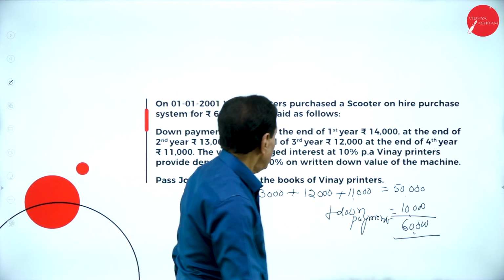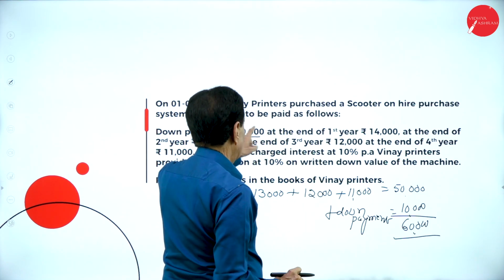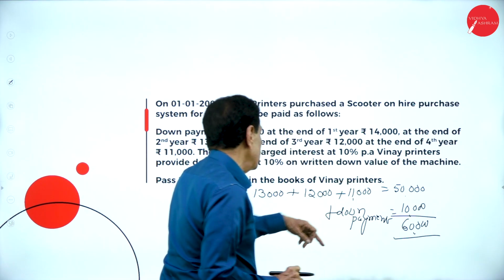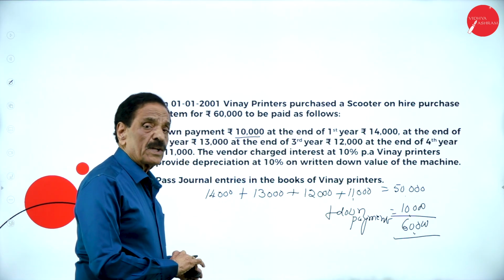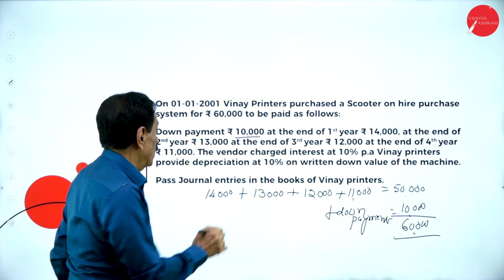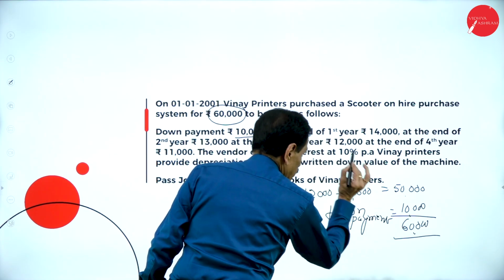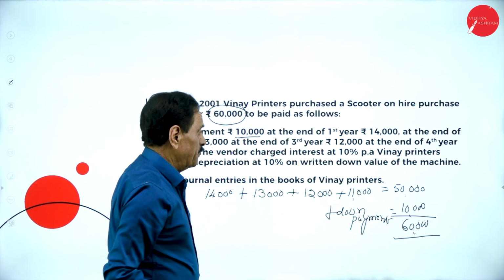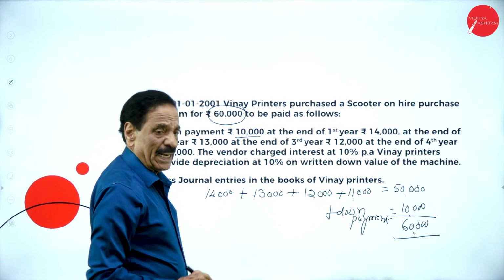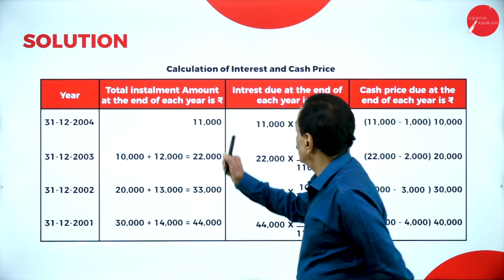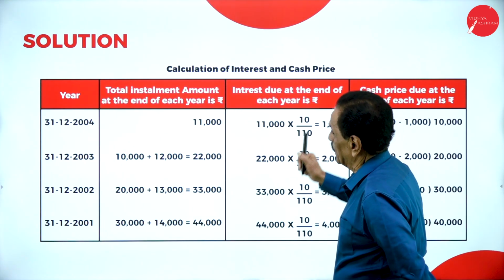Then here the 60,000 is to be paid as follows. 10,000 down payment, balance in installments. Each installment includes the interest. What is the total amount? 60,000. 10,000 down payment. So the balance is 50,000. We have to calculate. How to calculate? I'll show you here. We have to calculate the interest and the cash price.